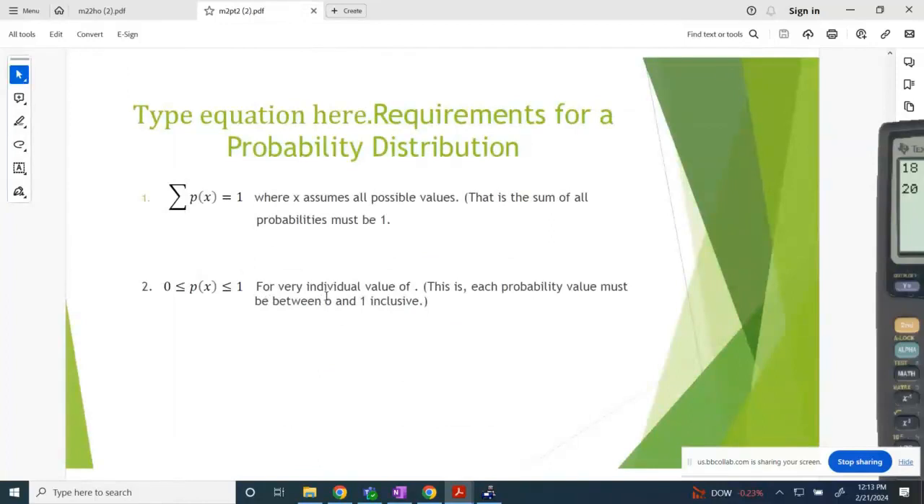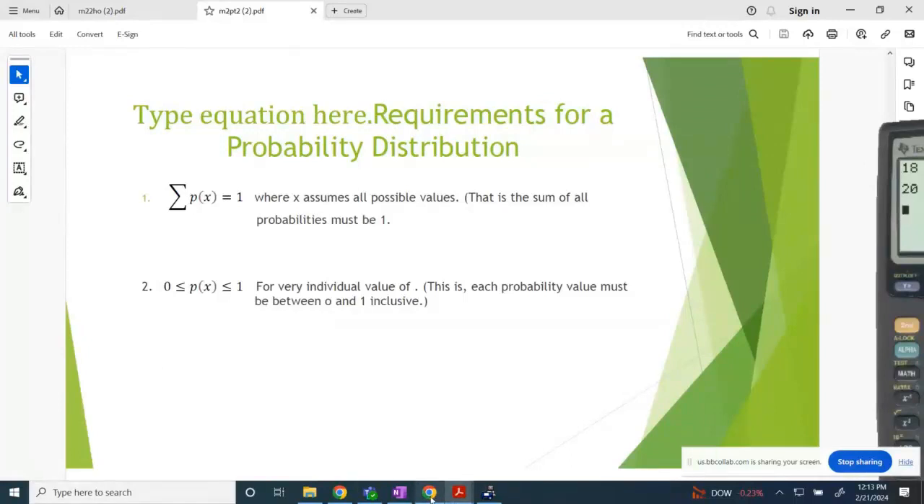The second requirement is that each individual probability must be between 0 and 1. We kind of looked at that probability concept. The probabilities can't be negative. A probability can be 0, because it's possible for the probability to be 0. And a probability can never be greater than 1, which is 100%.